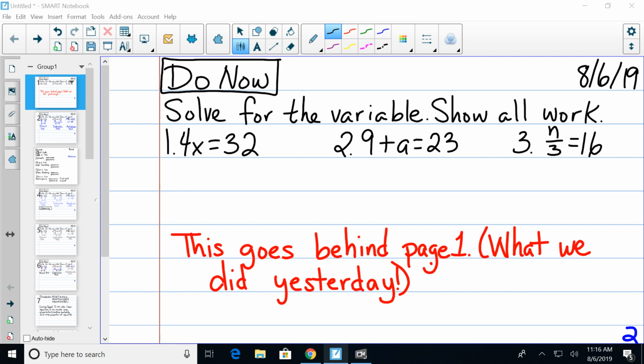Okay? So inverse operations means they are opposites of each other. So for addition, the inverse is subtraction. For multiplication, the inverse is division. I'm going to throw one at you. What is the inverse of squaring a number?